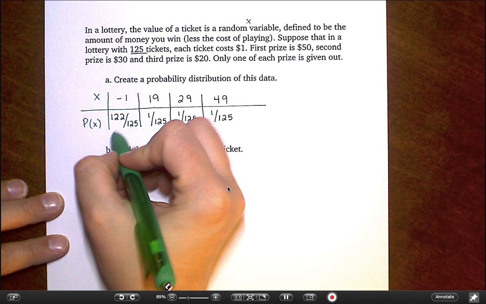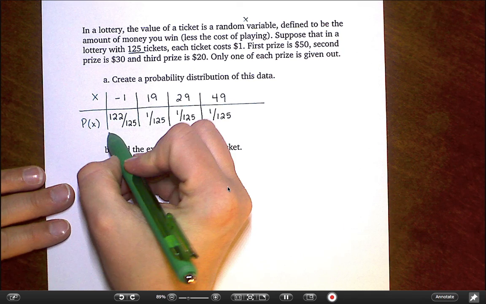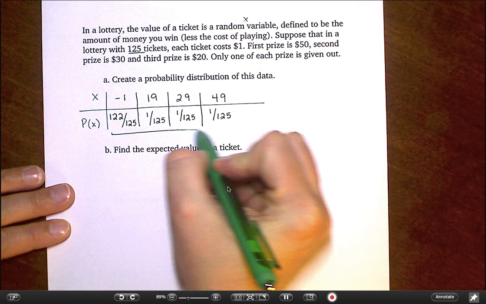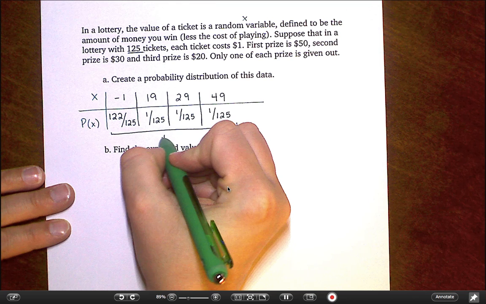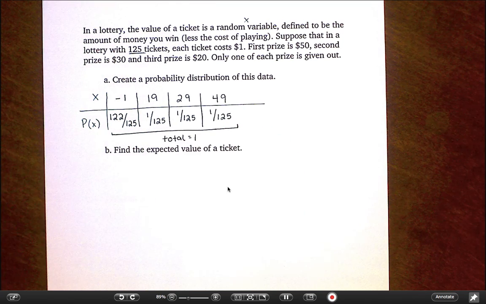Okay, and again, just to point out, because this is the really big emphasis with probability distributions, if I were to add these all back up, this would be a total of 1. Okay, probability distributions always add up to 1.